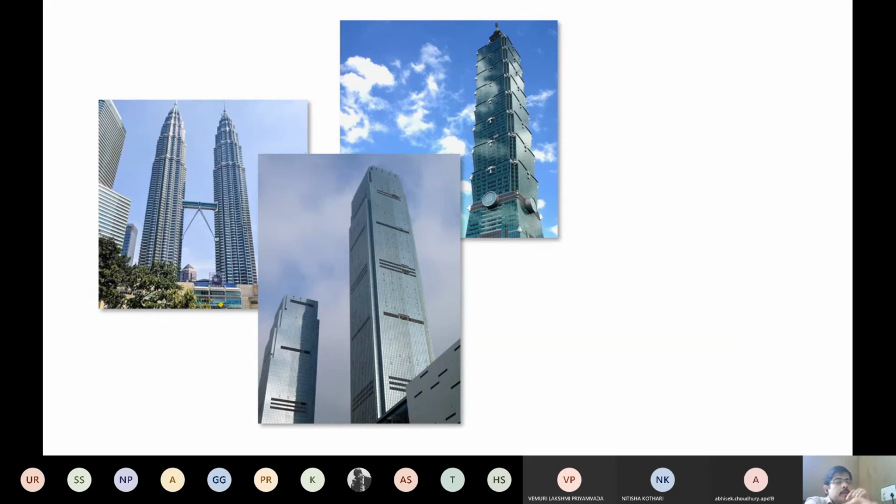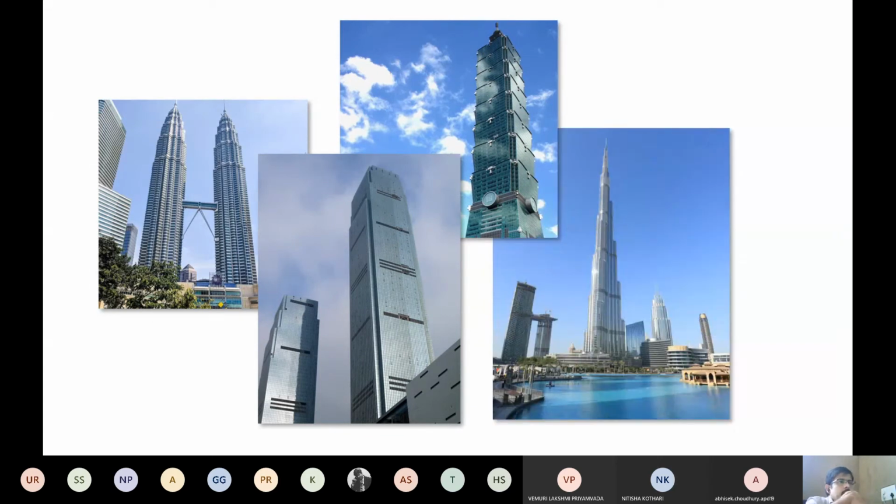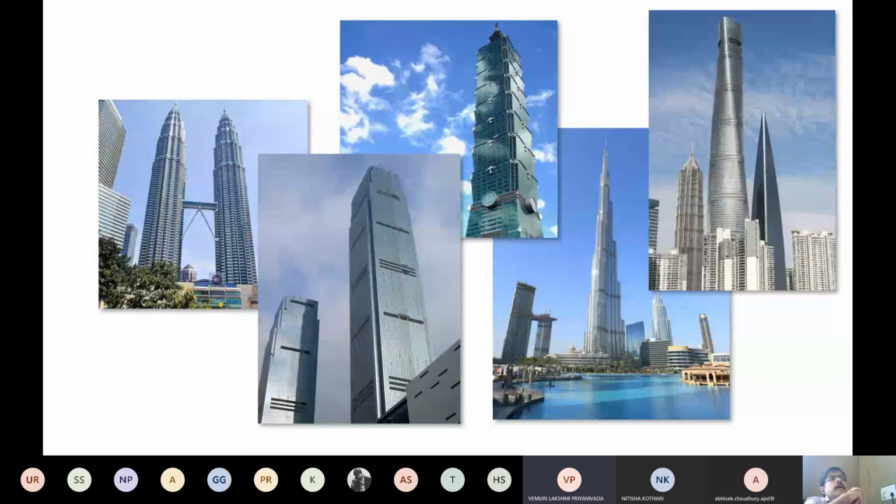And I am also not sure about this one. This one probably you all know. Which one is it? Burj Khalifa. Dubai. And there are 3 buildings in this. Can anyone tell me which buildings are these?